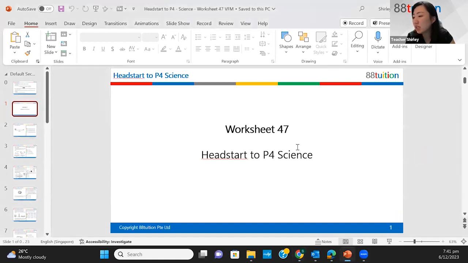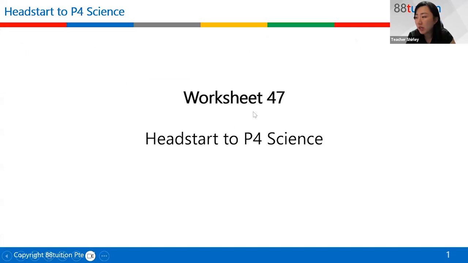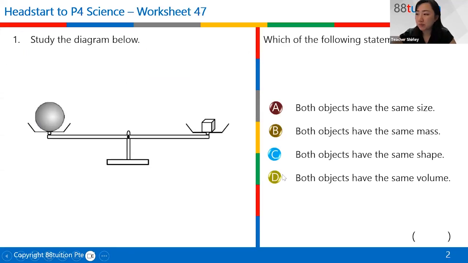Okay, so let's go and take a look at the questions now. And as we go along, then we will introduce some of the concepts that you need to know. Okay, now, first question. Study the diagram below. Which of the following statements is true? So when we talk about a true statement, we put a tick below. Okay, it must be a statement that is correct.